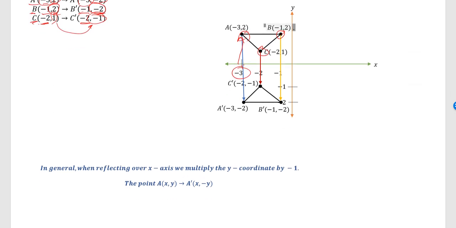In general, when reflecting over the x-axis, we multiply the y-coordinate by -1. Okay, so in the generalized case, again, point A having initial coordinates x and y becomes A prime having coordinates x and -y.